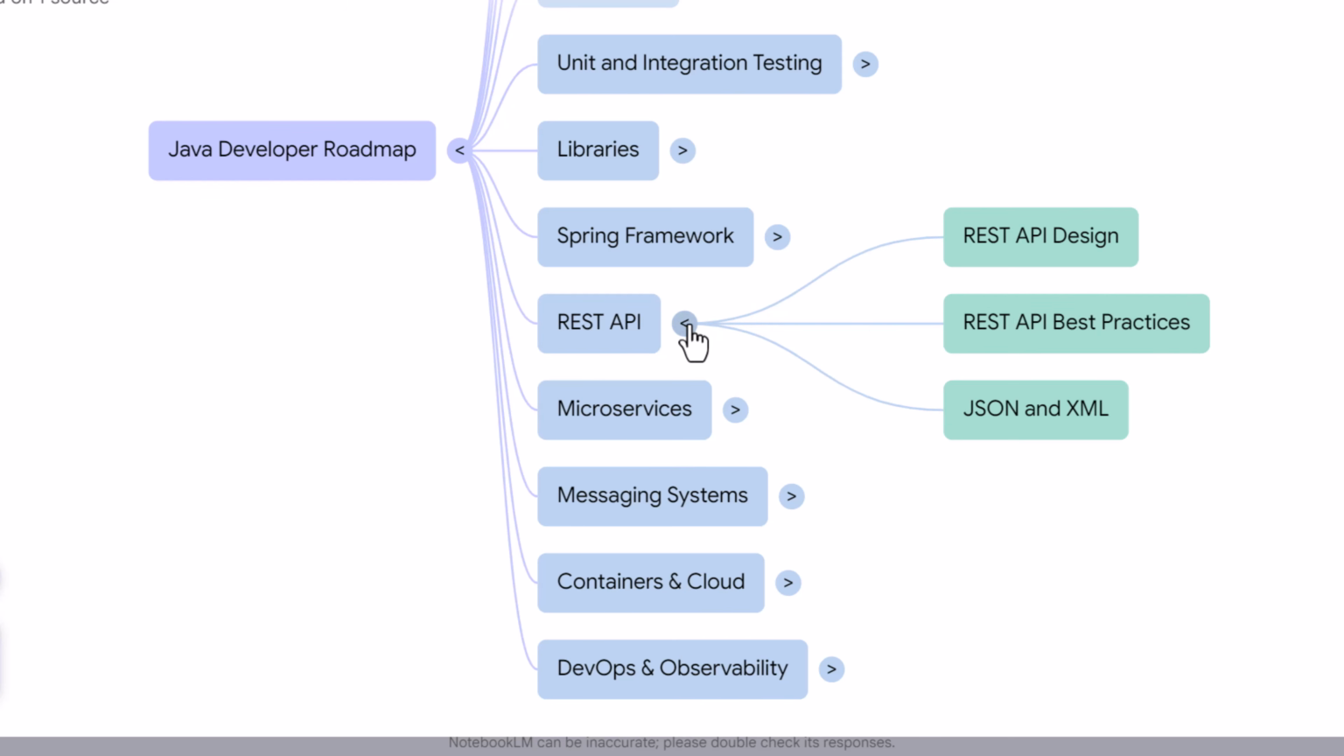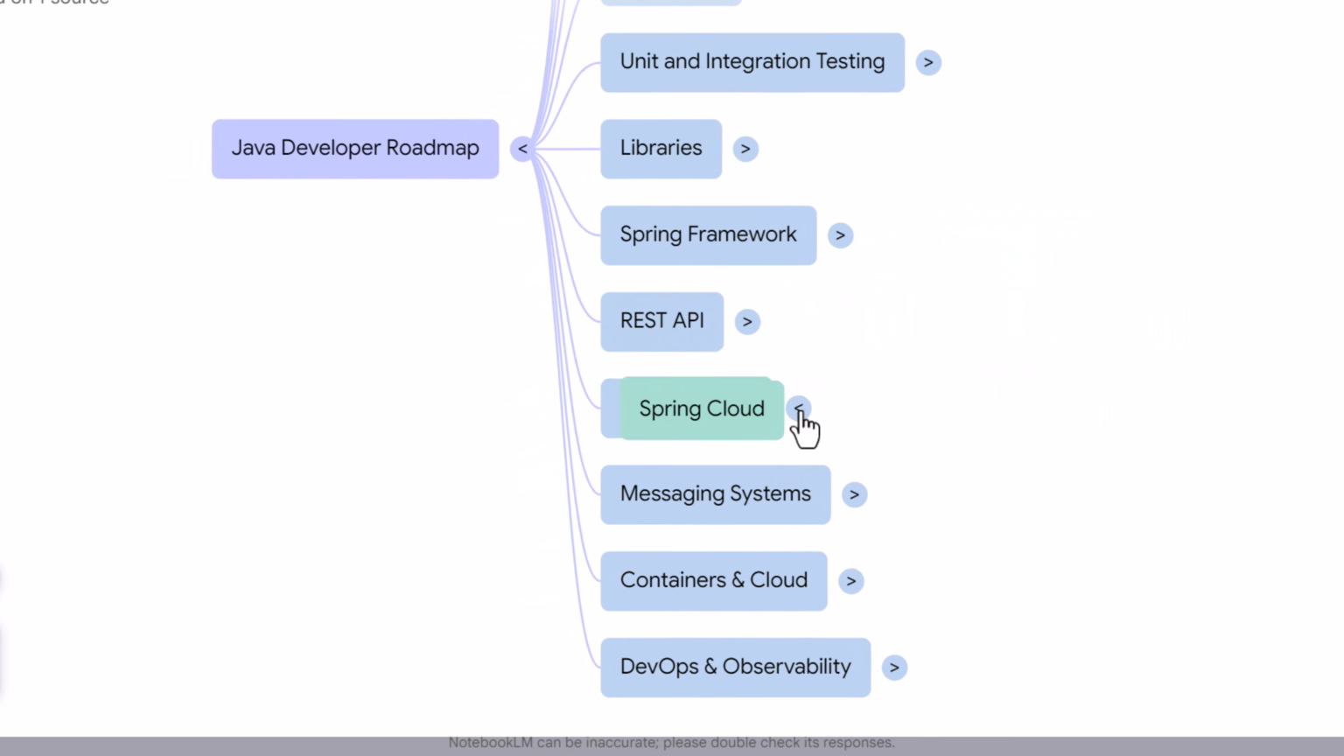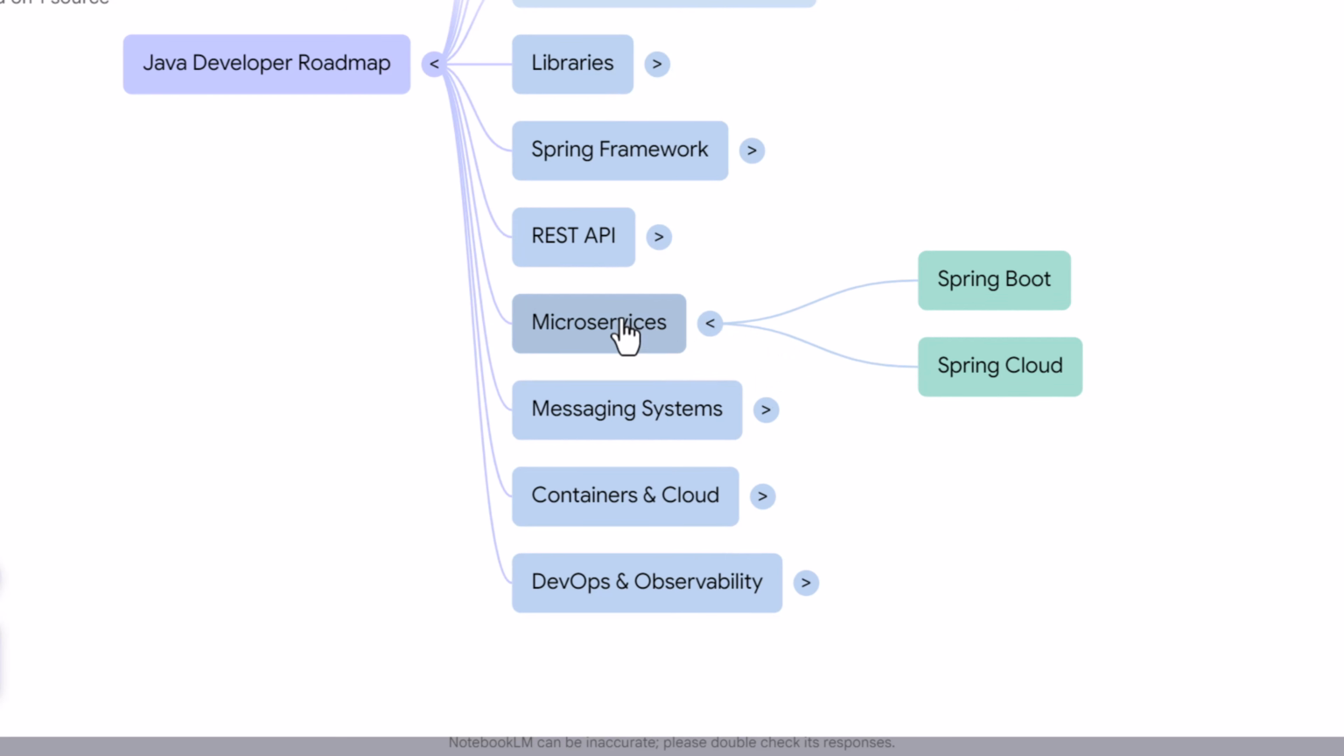Next, microservices, building scalable systems. Microservices are everywhere now. Instead of building one giant application, you build many small independent services. You learn how to structure microservices, how they talk to each other, how to handle failures, and how to maintain consistency across distributed systems. This is where Spring Cloud becomes essential.